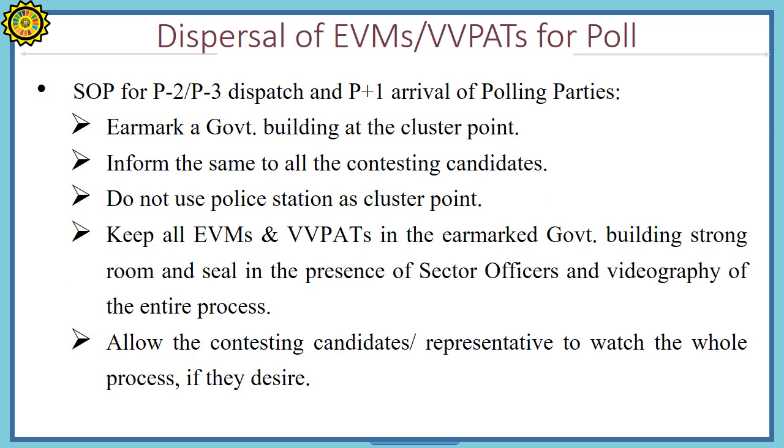SOP for P-2 or P-3 dispatch and P+1 arrival of polling parties. Earmark a government building at the cluster point. Inform the same to all the contesting candidates. Do not use police station as cluster point. Keep all the EVM VVPAT in the earmarked government building strong room and sealed in the presence of sector officers and videography of the entire process. Allow the contesting candidates or their representative to watch the whole process if they desire.